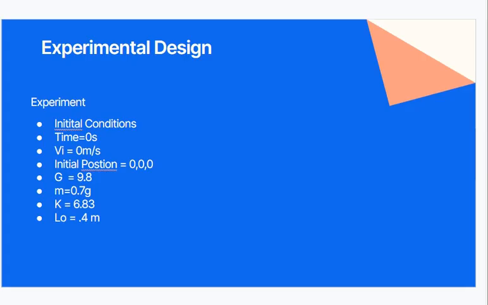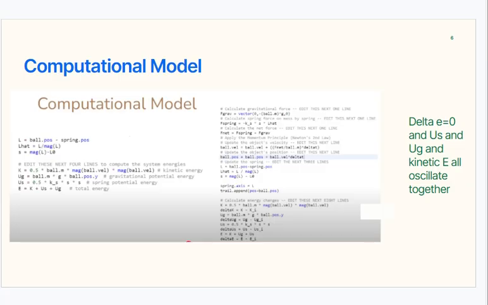Next is the experimental design. Our initial conditions are time equals 0 seconds, initial velocity is 0 meters per second, and the initial position is about 0, 0, 0. The force of gravity is going to be negative 9.8 meters per second squared in the y direction. The mass is 0.7 grams. The spring constant K was defined as 6.83, and L0 was 0.4 meters.